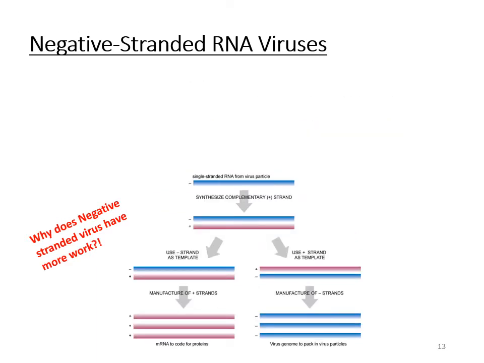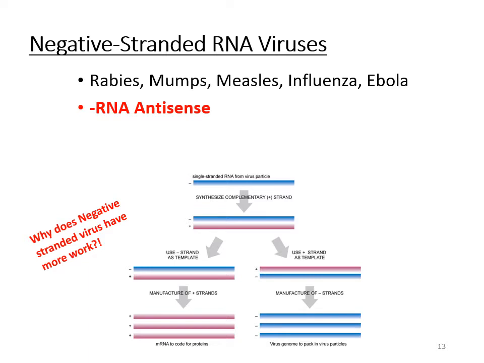Negative stranded RNA viruses, on the other hand, have a little more work. They're called antisense because they're the complement of what they need. Examples are rabies, mumps, measles, influenza, and Ebola, all things that I'm sure you've heard about. And just like we did with the positive stranded RNA, ask yourself, what's the significance when you hear minus RNA or antisense RNA? Why does the negative stranded virus end up not being as lucky as the positive? And so what's the problem here?